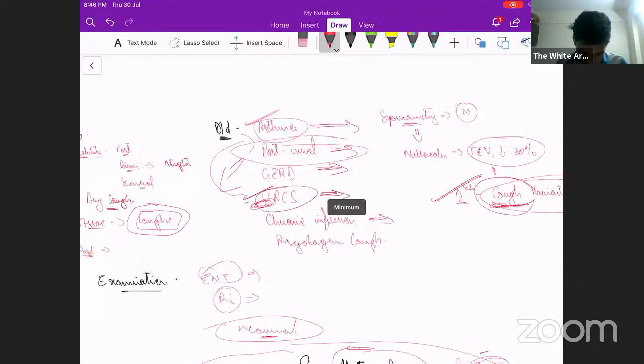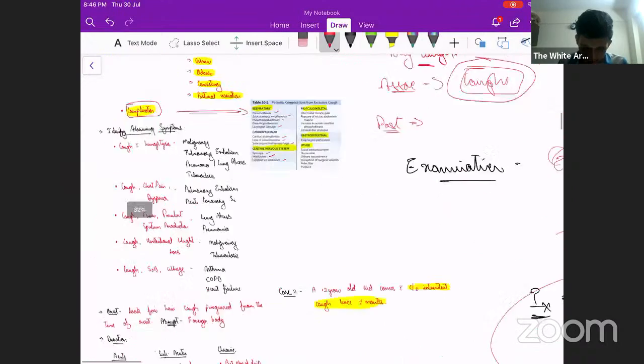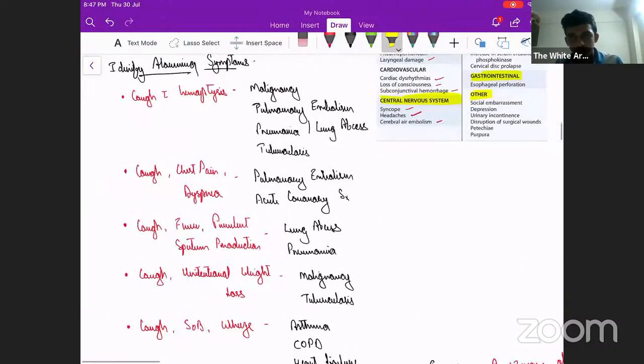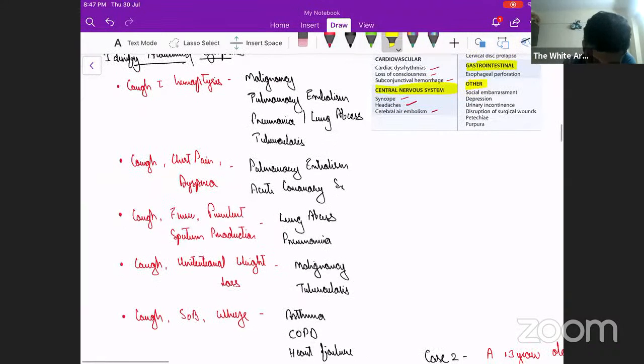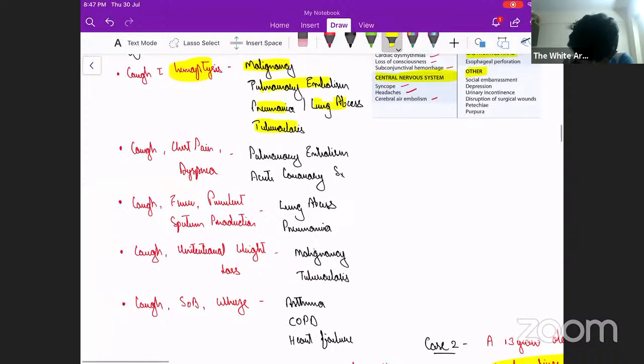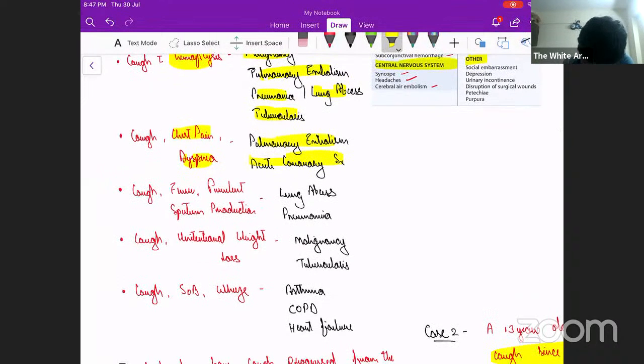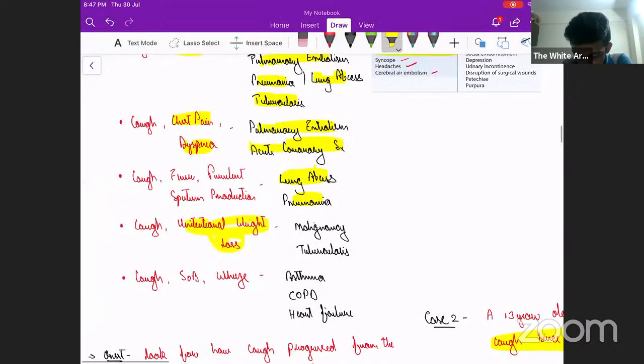Yeah. So next, we'll go with individual things. First was to identify the alarming symptoms. So what are the alarming things you'll have to go for if it is associated with hemoptysis? Hemoptysis in detail we'll do in our next class. Okay. So then you'll think of malignancy, pulmonary embolism, pneumonia, lung abscess, TB and all. If cough comes along with chest pain, dyspnea and all, then you'll think of pulmonary embolism, acute coronary syndrome, all those things. Okay. If again, cough along with fever, purulent sputum production, then you'll think of infection, lung abscess, pneumonia and all. If cough comes with unintentional weight loss, two things: TB should be on top of your mind, followed by malignancy.